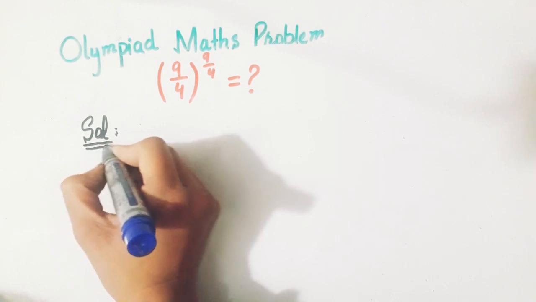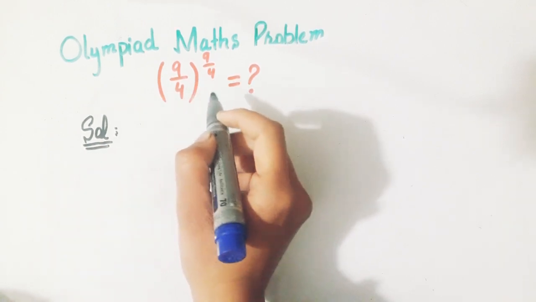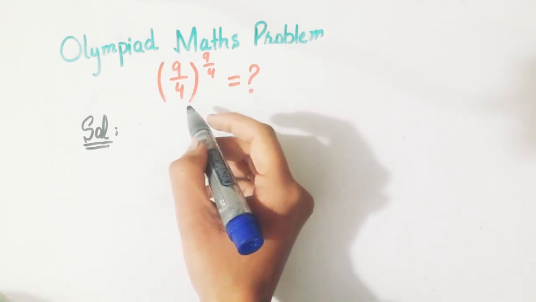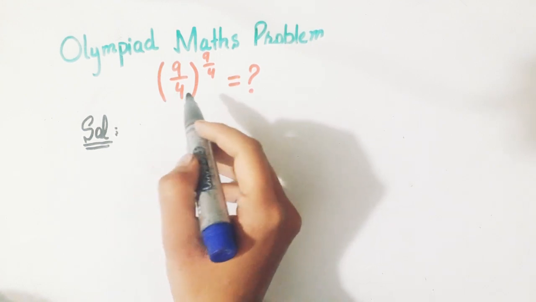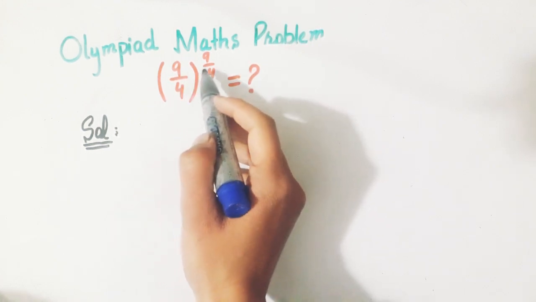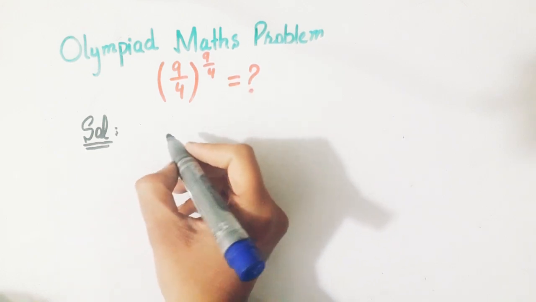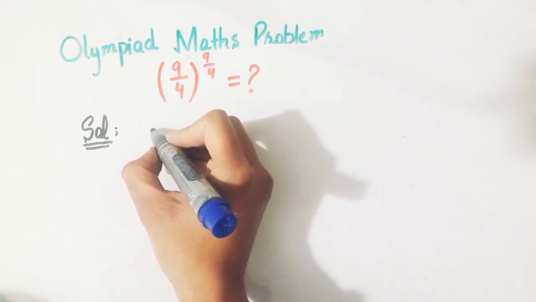In today's video we will solve an interesting Olympiad math problem that looks tricky, but when we solve it, it becomes very easy and simple. The problem is (9/4) raised to the power 9/4. You have to find the value of this. So we will solve this as follows.